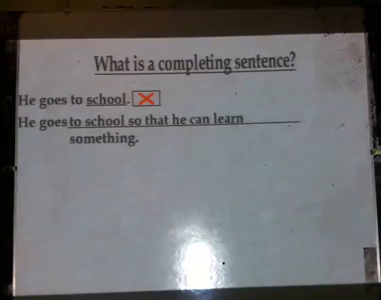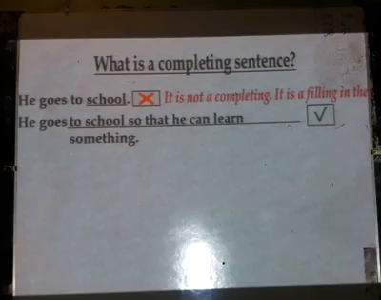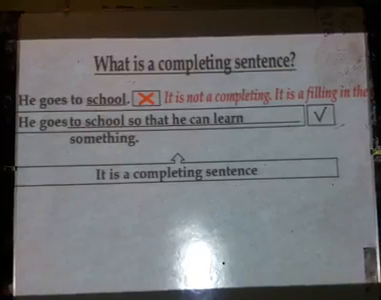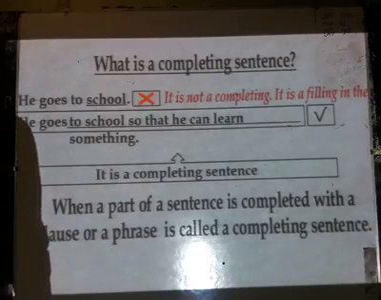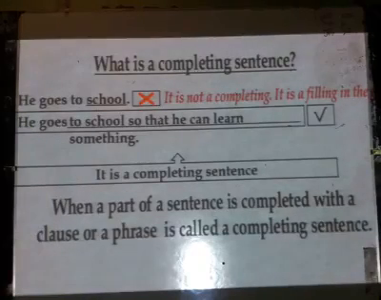So what is a completing sentence? He goes to school. This is not a completing sentence. But the next one is a completing sentence. So what is a completing sentence? The first one is not a completing sentence, but the second one is a completing sentence, where a part of a sentence is completed with a clause or a phrase. This is called a completing sentence. I hope that you have understood it.